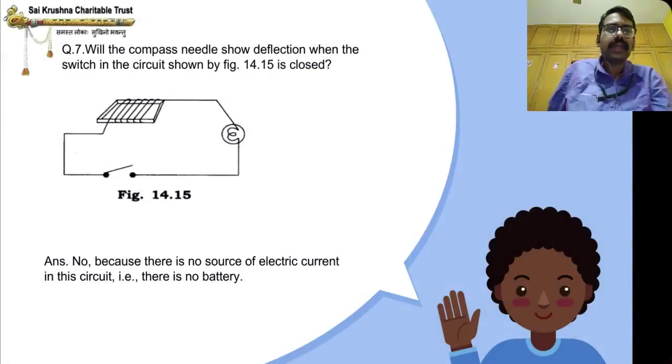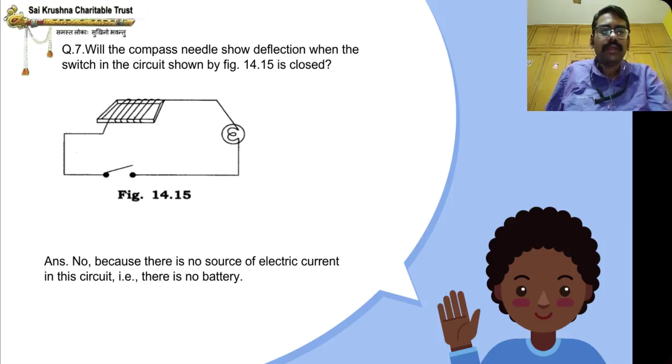Question 7. We'll do some exercise questions. Will the compass needle show deflection when the switch in the circuit shown in figure 14.15 is closed? The answer is no, because there is no source of electric current in the circuit. There is no battery, so it does not show deflection.